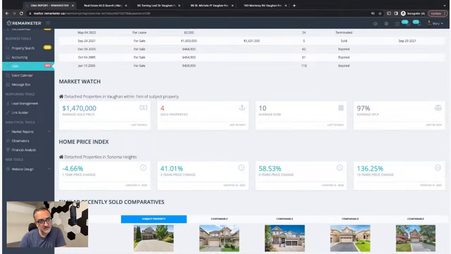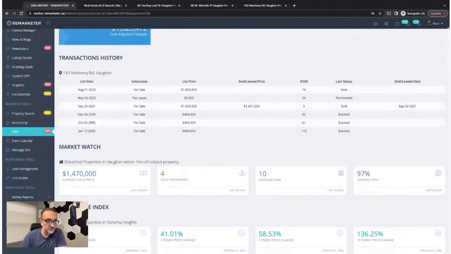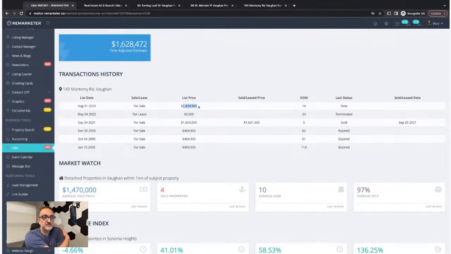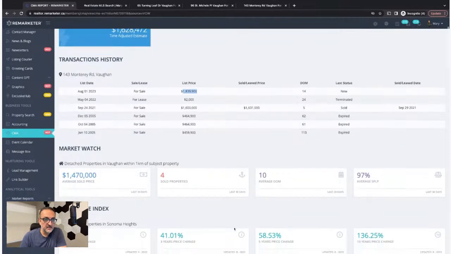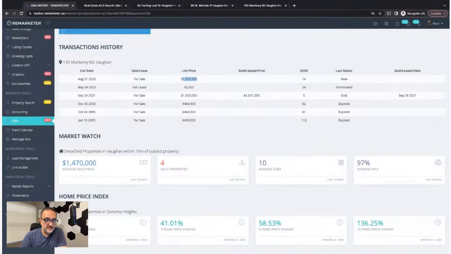All right, so what story does that tell me? It's an interesting story. This property is listed at 1.84, so way more than the average sale price of the other detached properties in the 1 kilometer neighborhood here. Now we're looking at an average DOM of 10 and the average sale price to list price of 97%. So this is also telling me that the properties aren't going for way more than asking. They're going less than the asking prices, just a little bit below. So the average sold price, 1.4, is way below the asking price here.